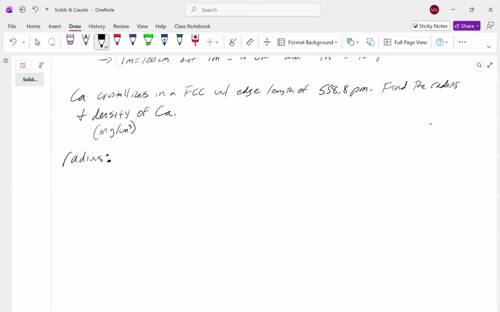Well, the only formula we know that has the radius of a face-centered cube in it is the edge length equals the radius times the square root of 8. All right, well, we know the edge length. The problem gives it to us. So here's the edge length. I'm going to put that in there. And so let's rearrange this equation real quick to solve for the radius.